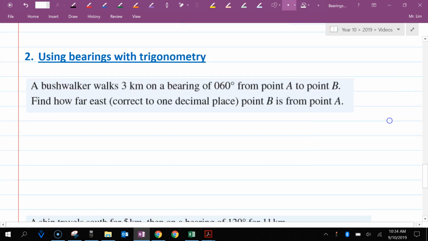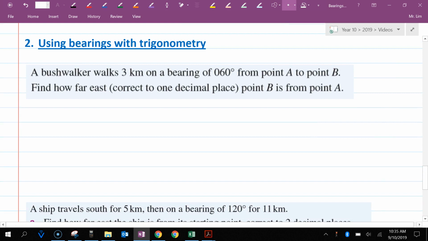Alright, so now that we know how to use bearings, we're going to apply our understanding to trig problems. So a bushwalker walks 3 kilometers on a bearing of 60 degrees from point A to point B. Find how far east point B is from point A, correct to 1 decimal place.